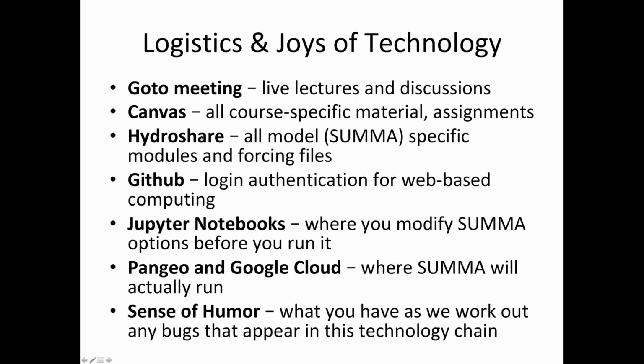HydroShare is a sharing location where all of the SUMA-specific models and forcing files will be located, and where you can save and share modules and forcing files, particularly if you need them for future work. GitHub offers a lot of services. All we will be using it for is a login authentication for the web-based computing. So you need to get a GitHub account. You do not have to be competent at using GitHub, which is good for me.